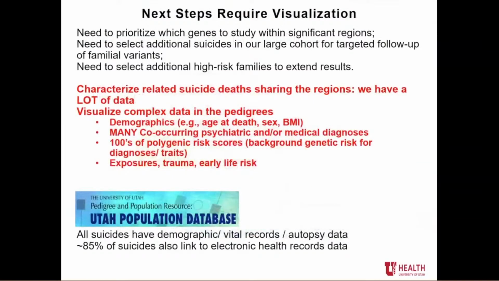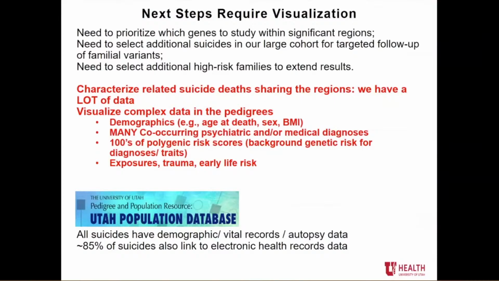We've got a big problem here. We have individuals who died by suicide. We do have this familial aggregating evidence. We have a bunch of genes we're interested in. They do lots of interesting things. We've got to prioritize which genes to study because that's expensive. We need to be able to maybe select additional cases within our large family cohort, but then also unrelated individuals to look at for follow-up studies. We need to be able to select additional high-risk families to try to extend these results. Okay, so that's obviously we've got a big problem and we need visualization.